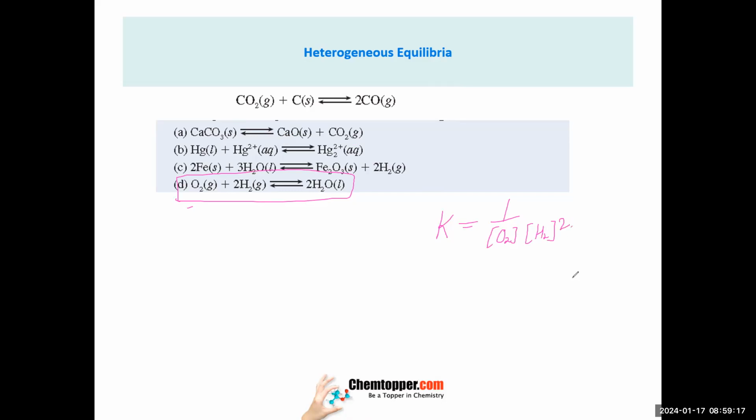Is it okay with everyone? Can we do this last C part? That's very simple. This is not included. This is not included. This is not included. Only this. So K is concentration of H2 raised to power 2.